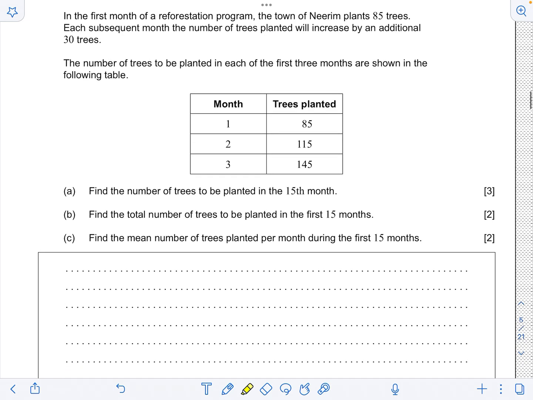But back to part A, we want the 15th month, so that is u15 equals u1, or 85, plus 15, n minus 1, or 15 minus 1, times 30. And when you evaluate that, you're going to get 505 trees planted in the 15th month.